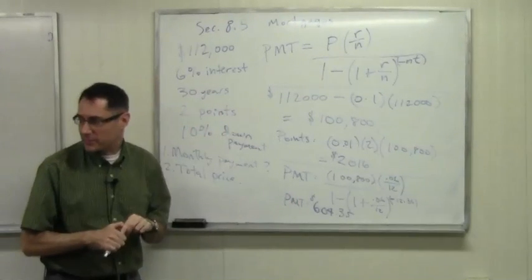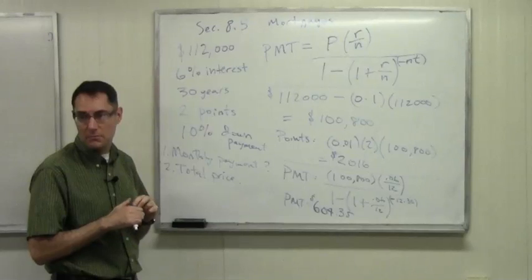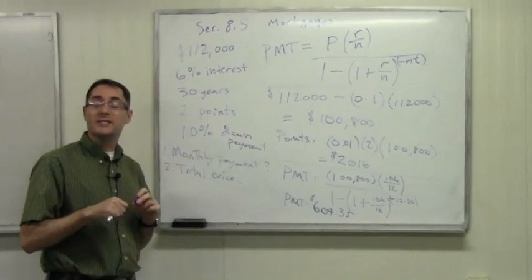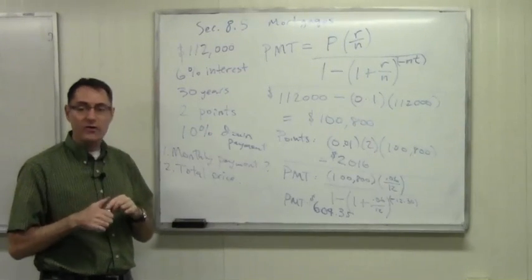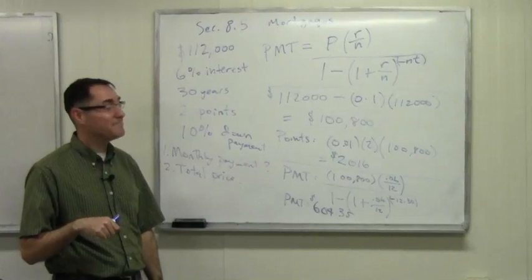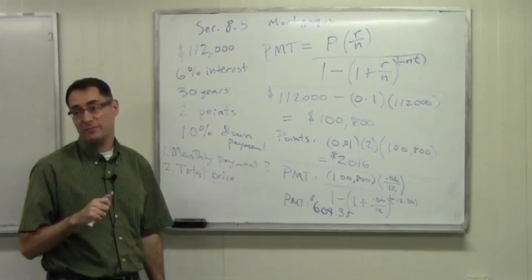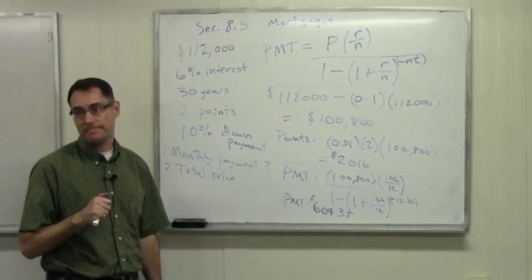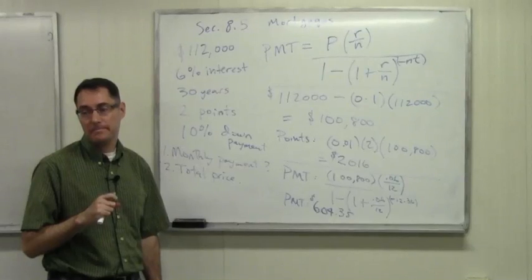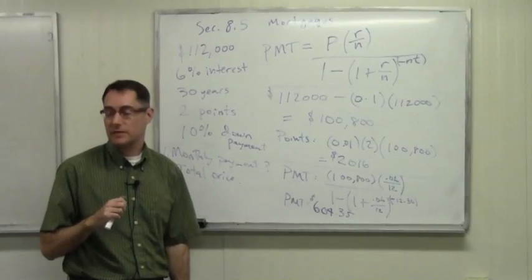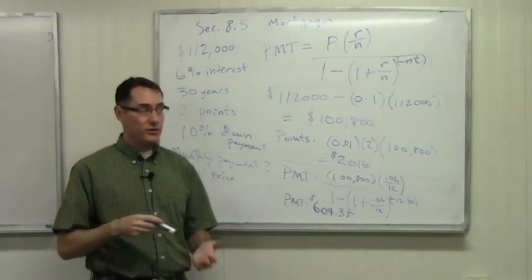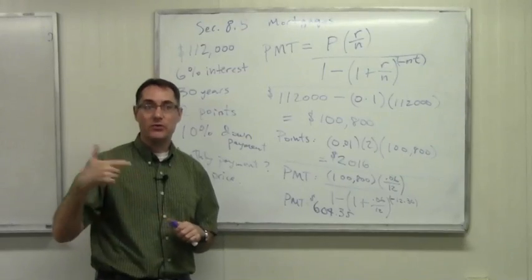That's not bad. Payment per month for your house. The point of points is that if you didn't pay the points, the bank would say you have to pay 6.25% instead of 6%. So you're trying to knock some of your interest rate down? Yes, you're trying to knock some of your interest rate down by doing the points.